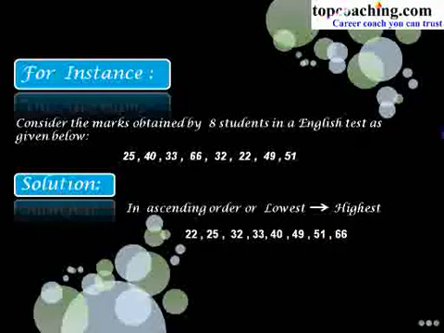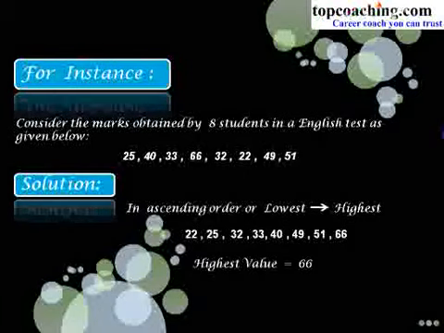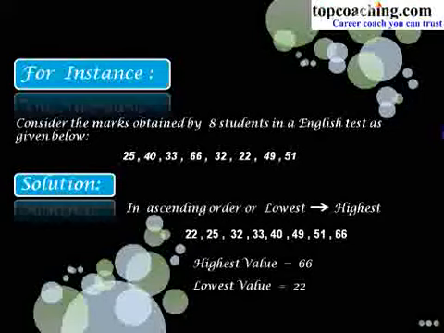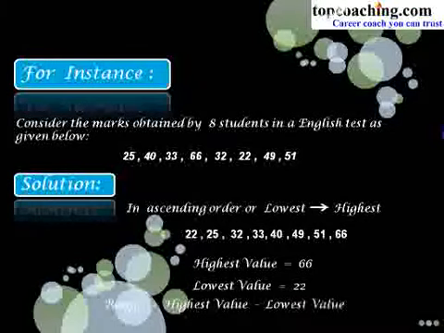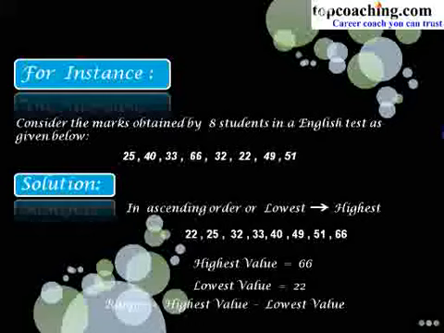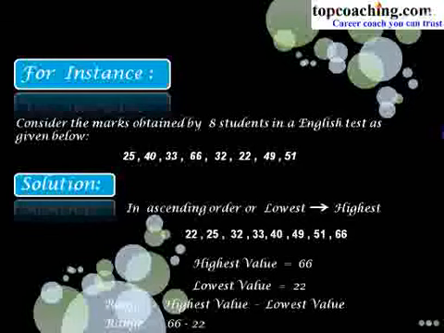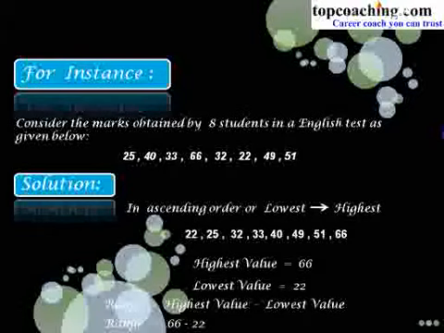So here we can say the lowest marks for any student is 22 and highest marks is 66. Therefore, highest value equals 66 and lowest value equals 22. Range equals highest value minus lowest value. What is range? Range is nothing but the difference between the maximum value and the minimum value given in the series. So finally the range would be 44 for the given series.